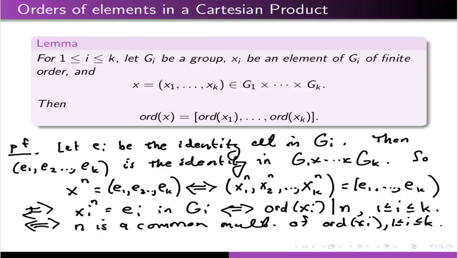Okay, now look what we've just written down. I've said that x to the n is the identity if and only if n is a common multiple. Now to get the order of x, we want the smallest value of n satisfying this identity right here. And therefore we want the smallest value of n that's a common multiple. Well, that is the least common multiple, QED.